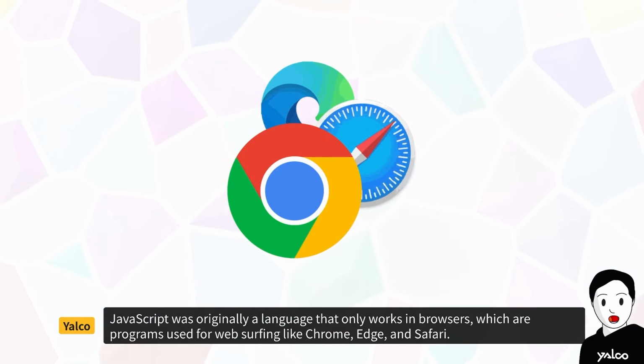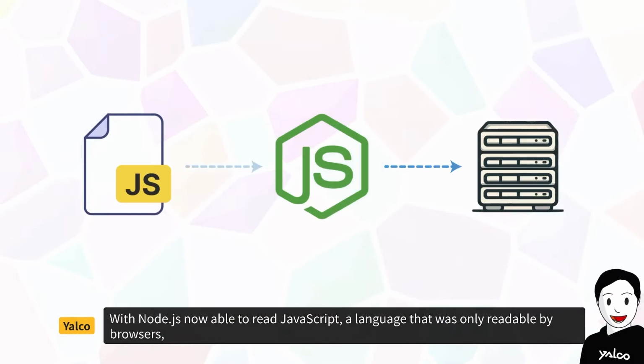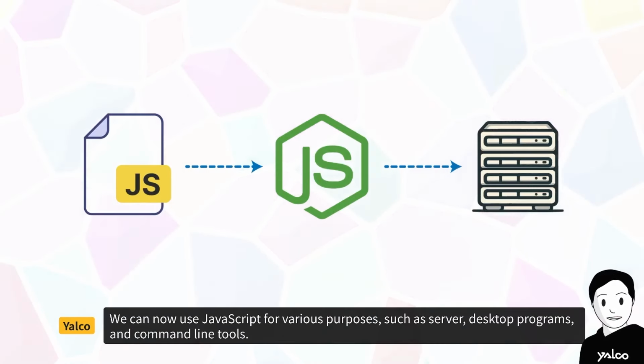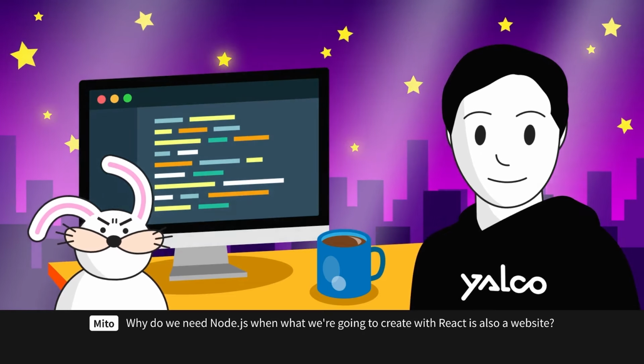JavaScript was originally a language that only works in browsers, which are programs used for web surfing like Chrome, Edge and Safari. So, it was a language that could only be used and operated within websites. With Node.js now able to read JavaScript, a language that was only readable by browsers, we can now use JavaScript for various purposes, such as server, desktop programs, and command line tools. Why do we need Node.js when what we're going to create with React is also a website?